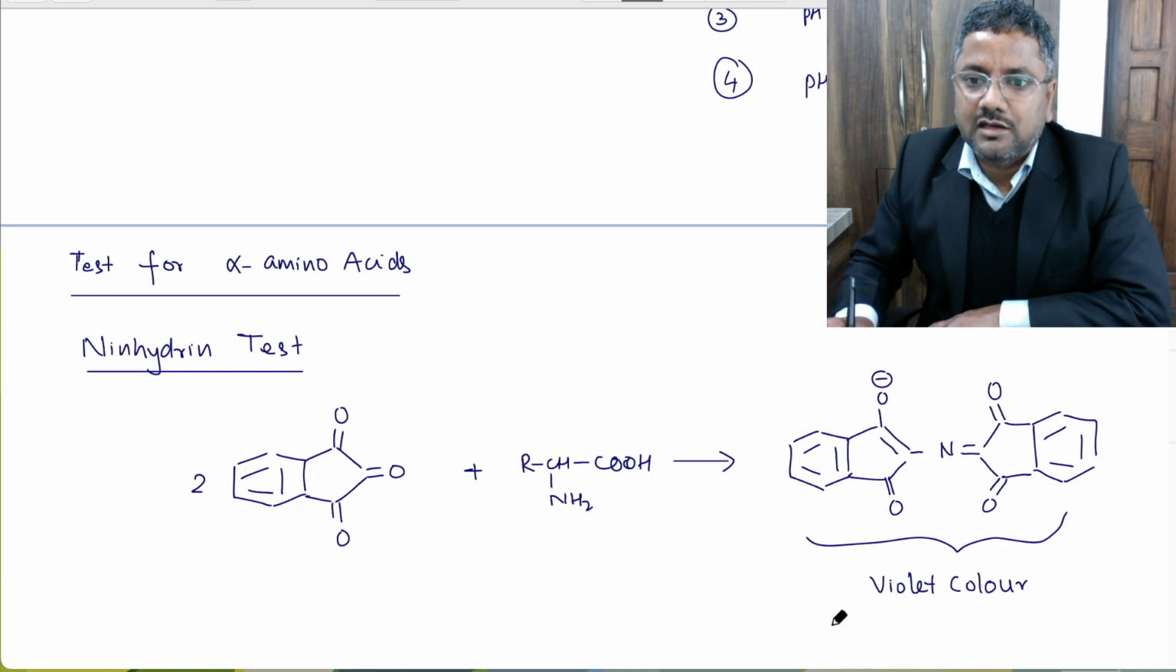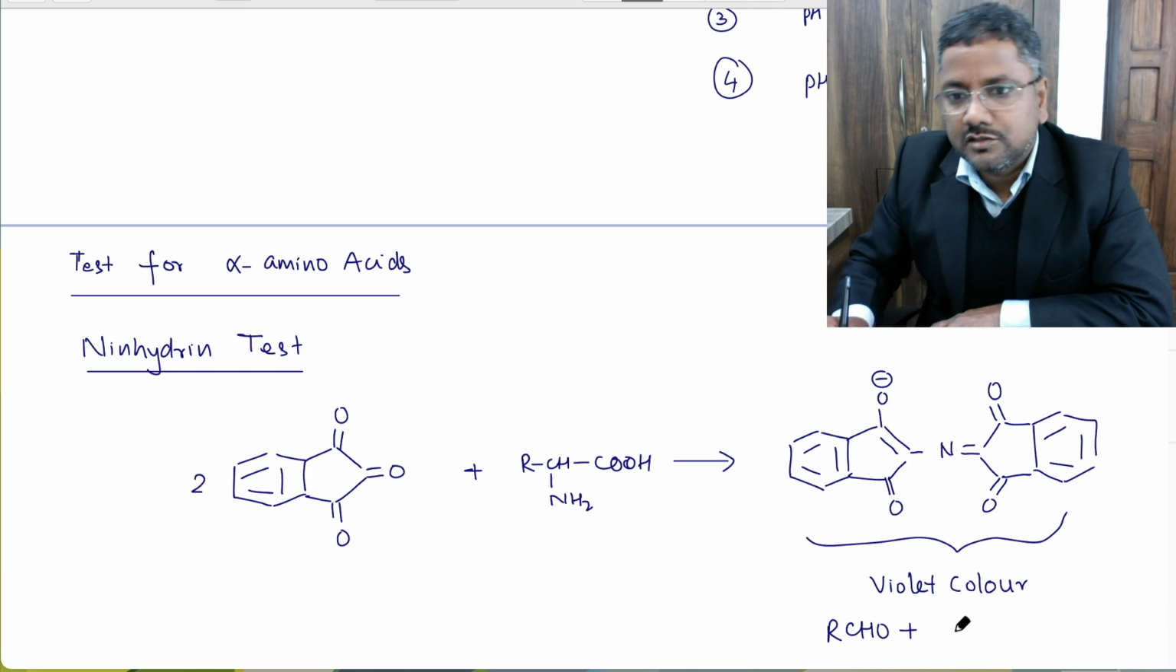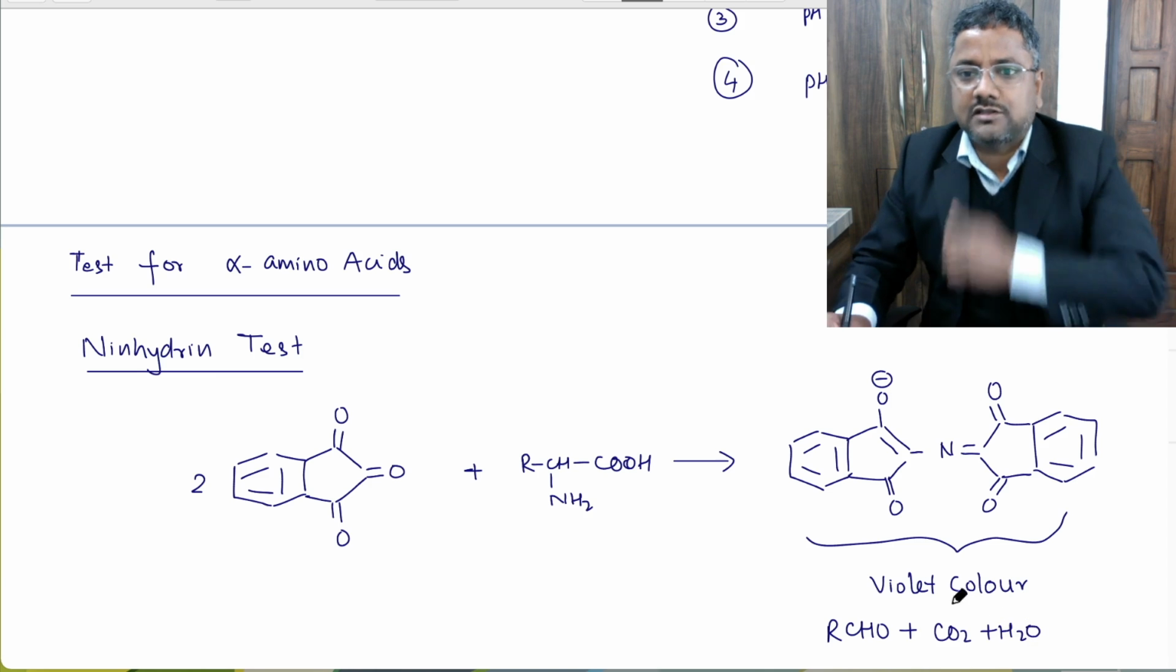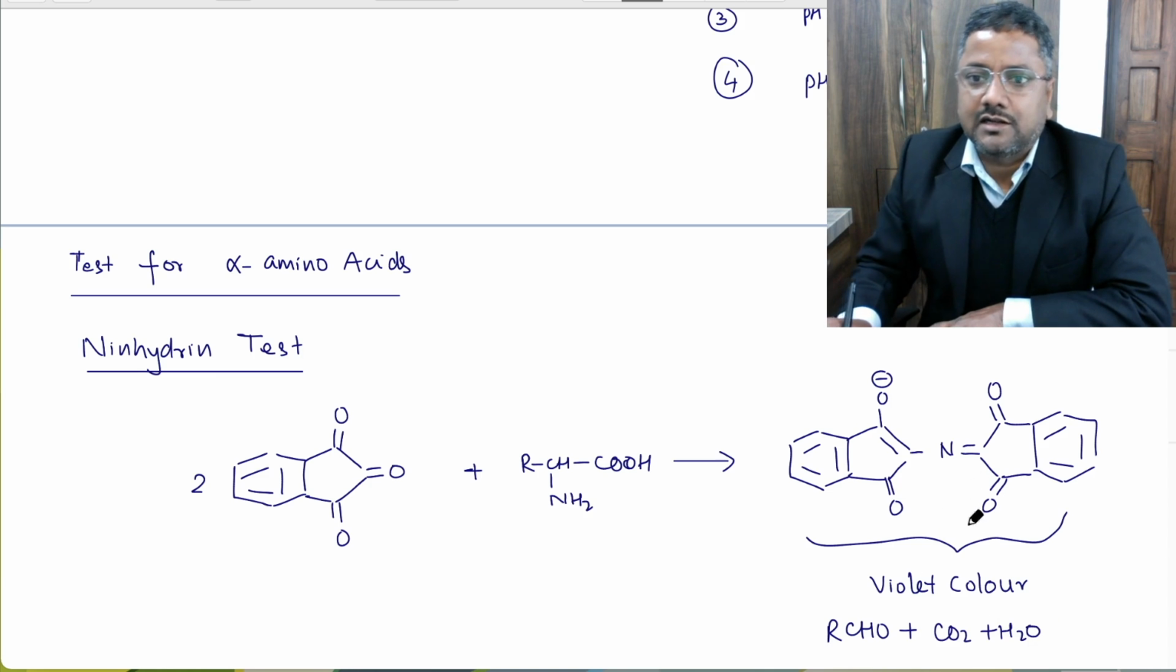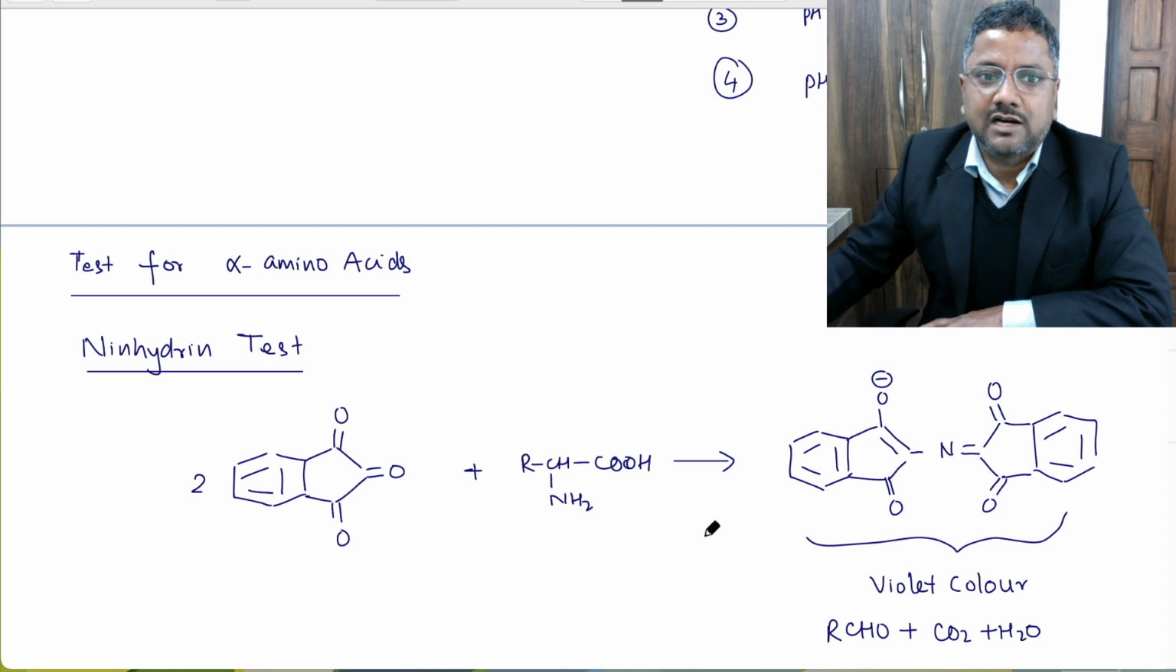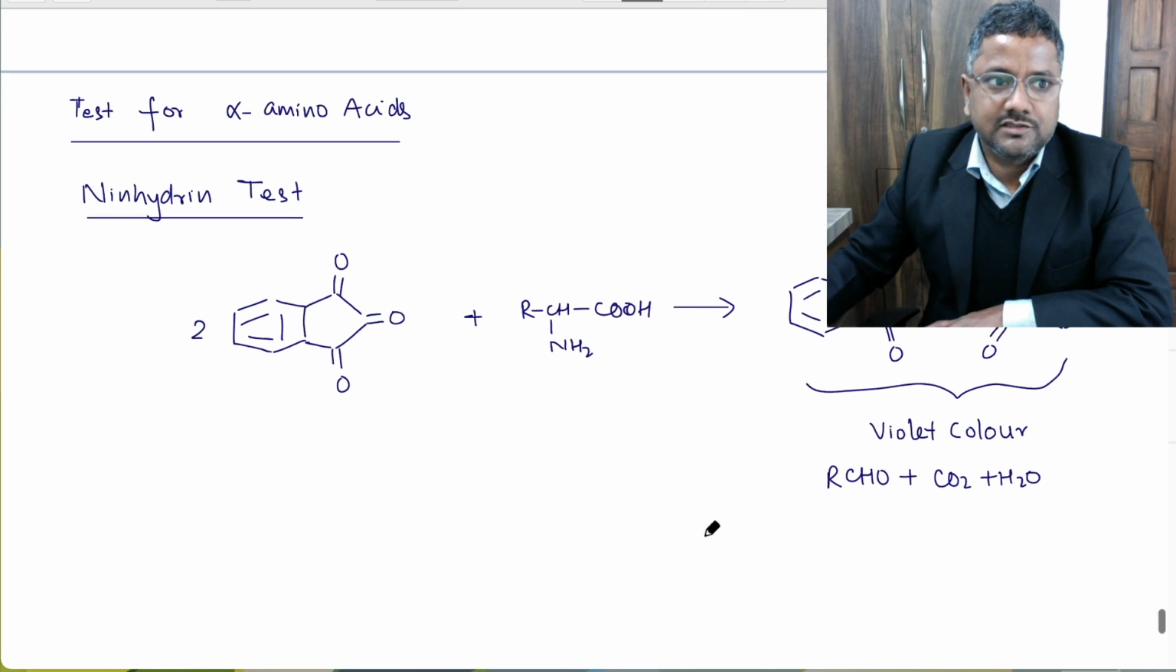And RCHO plus CO2 plus H2 are the side products, right? So the formation of this violet color compound is the proof for the presence of an alpha amino acid, right?